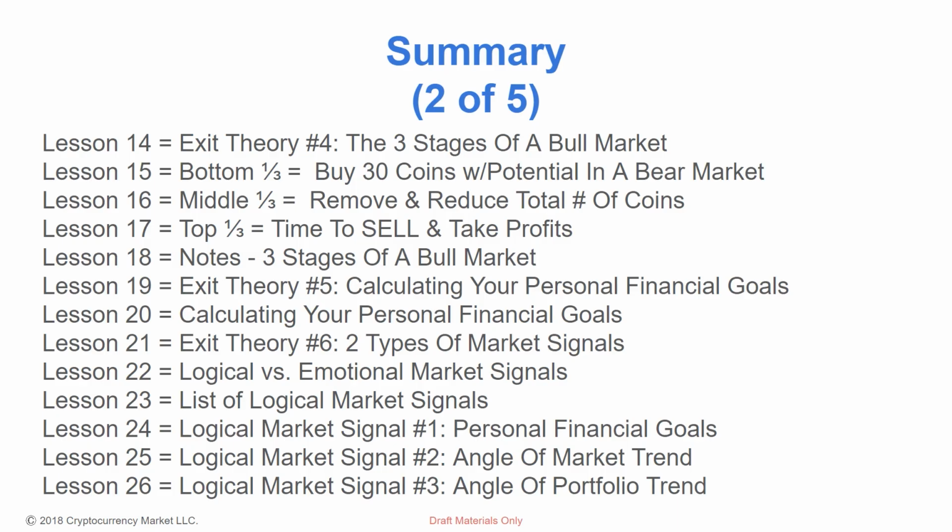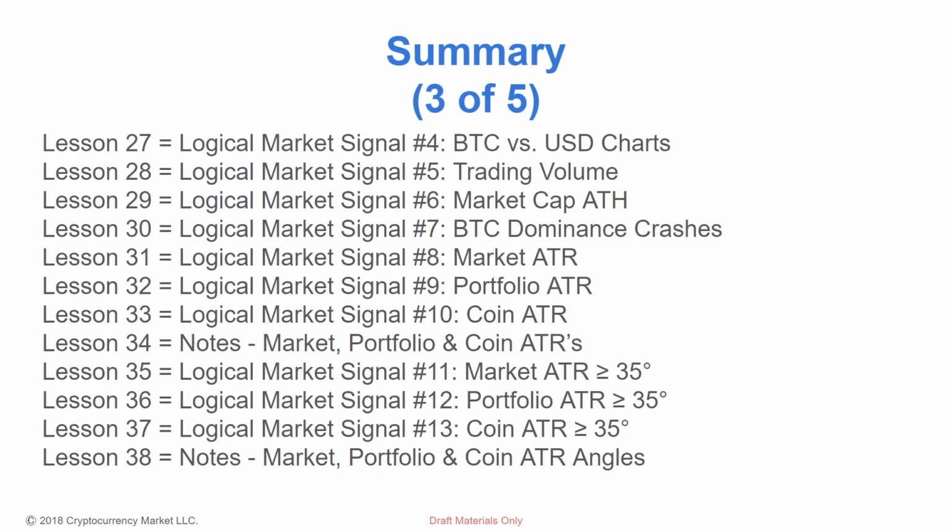And then I gave you guys a list of 16 logical market signals, starting with number 1 is the personal financial goals. Signal number 2 is the angle of the market trend. Signal number 3 is the angle of the portfolio trend. Signal number 4 is the Bitcoin versus the USD price charts. Signal number 5 is the trading volume. Signal number 6 is the market cap all-time high.